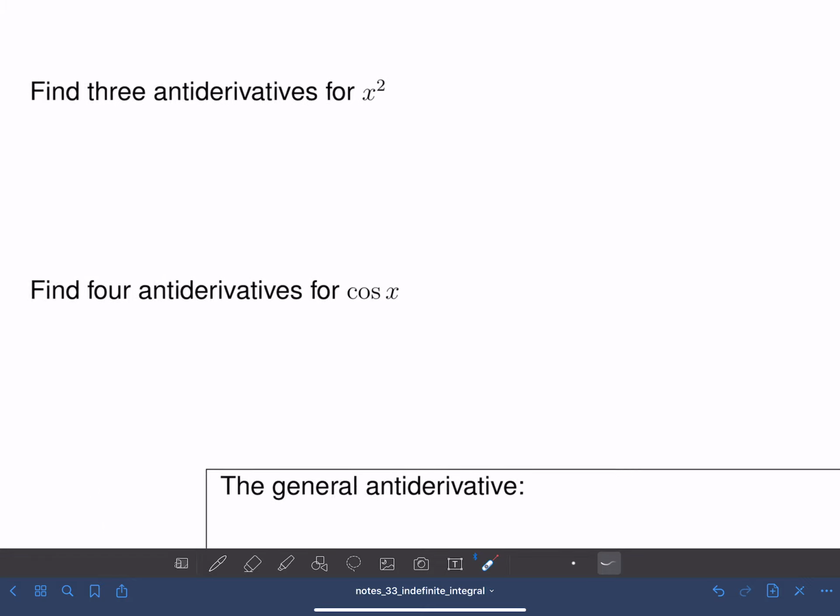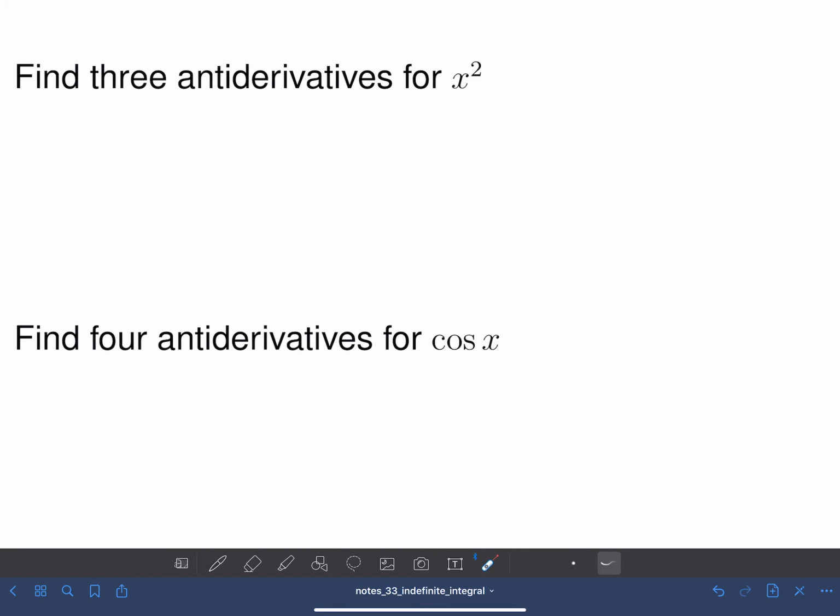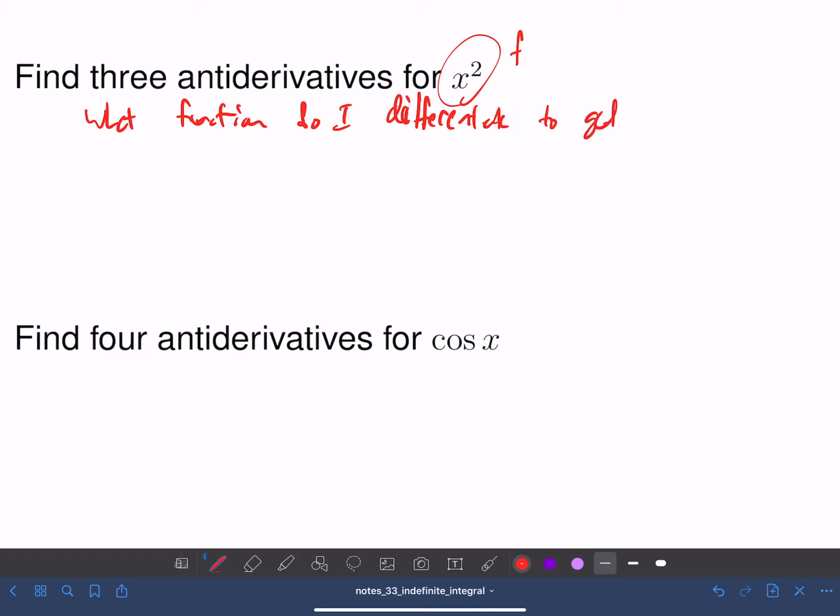So let's play with a couple of functions. Let's find 3 antiderivatives for x squared. Okay, so now I have to ask myself, if I let that be lowercase f, what function do I differentiate to get f?